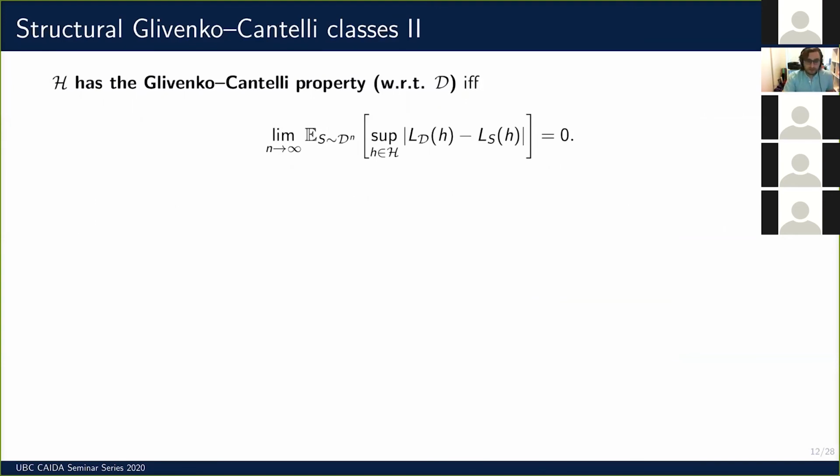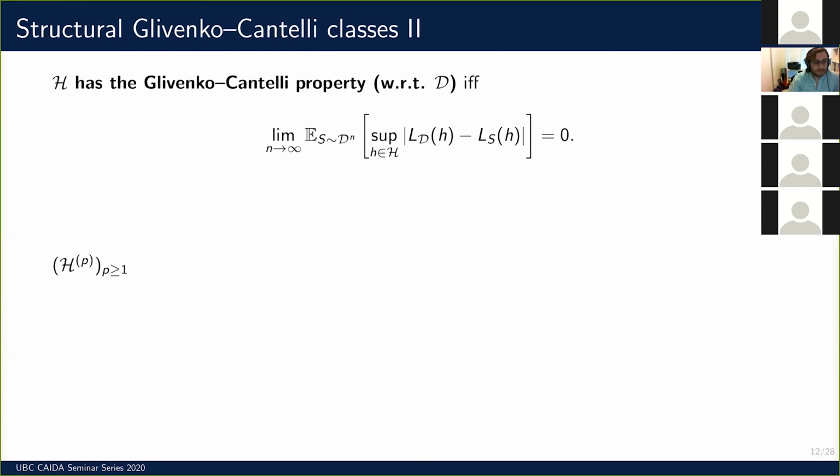So the classical Glivenko-Cantelli property, or the standard notion of uniform convergence, can be expressed by this formula. A hypothesis class H has the classic Glivenko-Cantelli property with respect to a distribution D for your data if the generalization error, which is this term here, of the hypothesis h uniformly over our hypothesis class capital H, is vanishing in expectation. So asymptotically, as the sample size goes to infinity, you're estimating the risk of every hypothesis in your hypothesis class arbitrarily accurately using your training data, is one way to think about this.